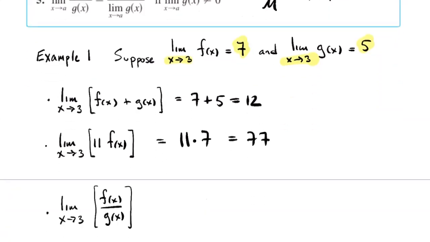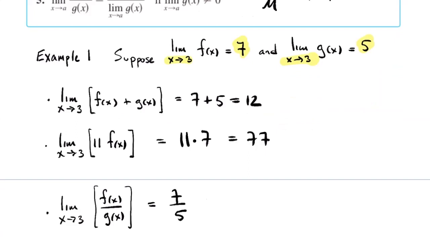I think I've got one more down here, a fraction. The limit as x goes to 3 of g is 5. That's not 0. So that fifth limit law that just scrolled out of view says that this limit should be 7 over 5, or 7/5. All right. So you can take limits term by term across sums, differences, products, constants come out, even fractions. The limit of a fraction is the fraction of the limits, is what the fifth property says, provided the denominator is not 0.